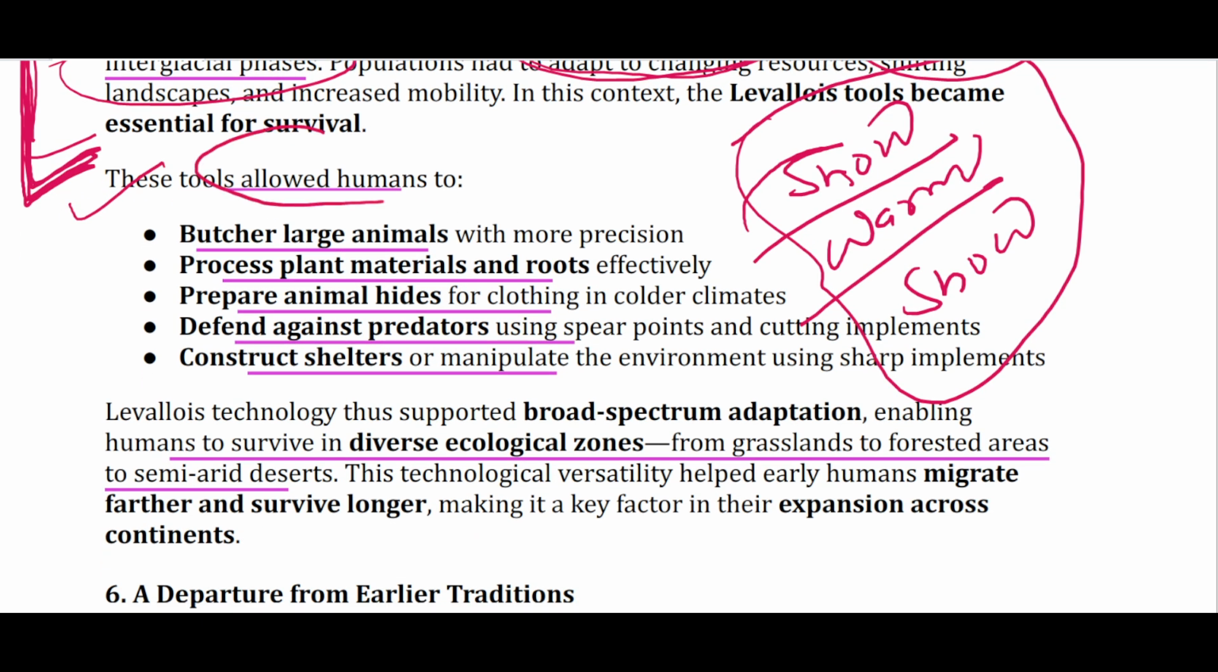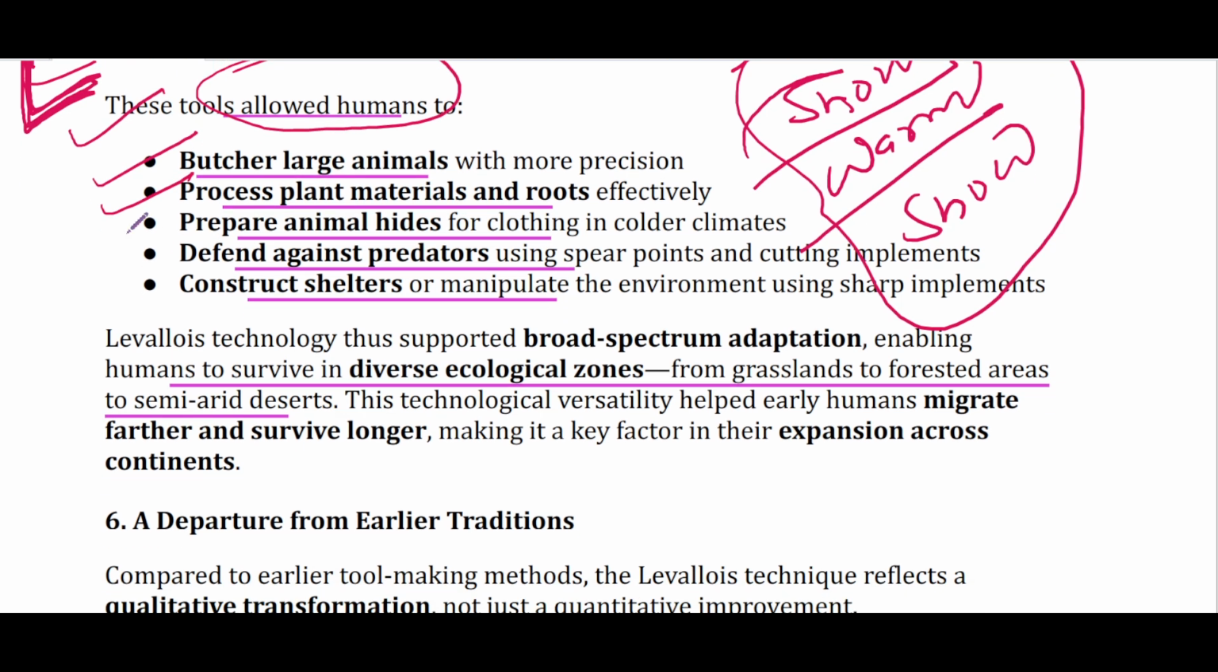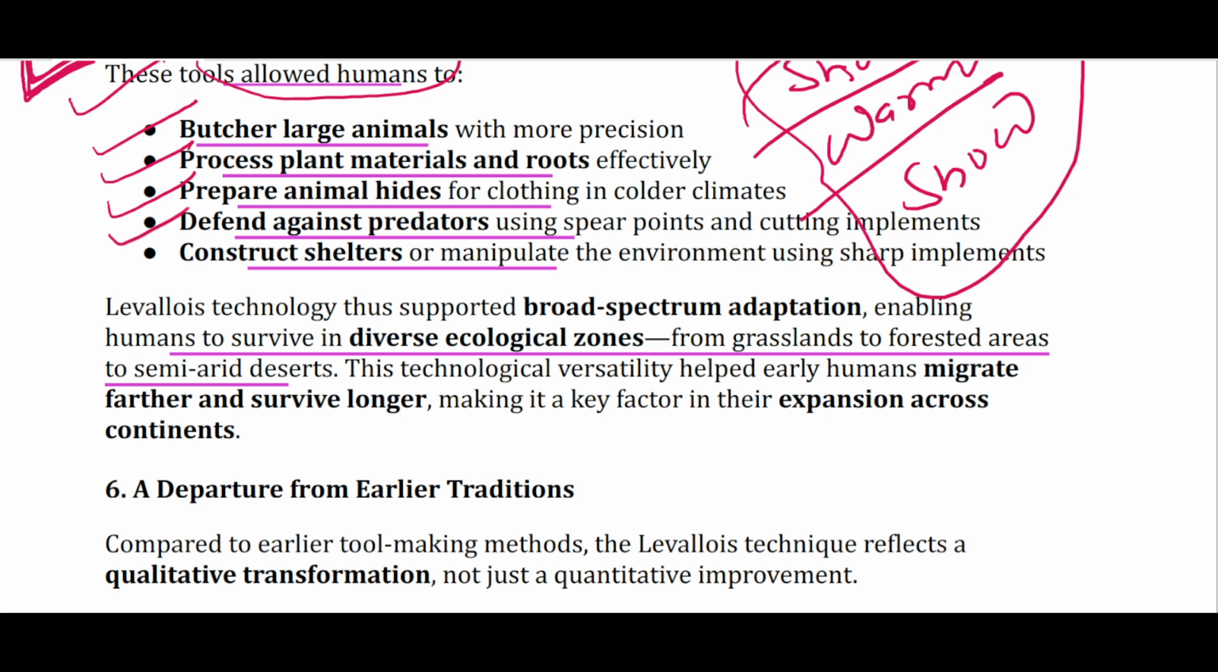Then these Levallois tools allowed humans to butcher large animals, process plant material, prepare animal hide, defend against predators, and construct shelter.